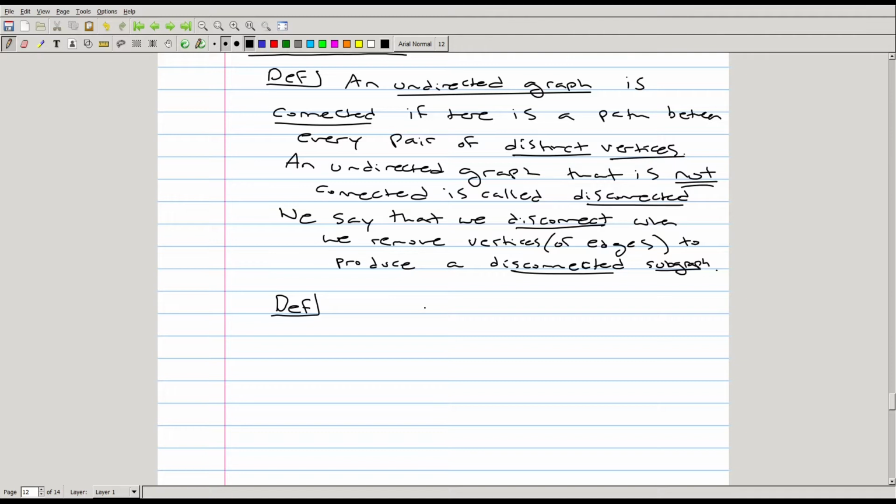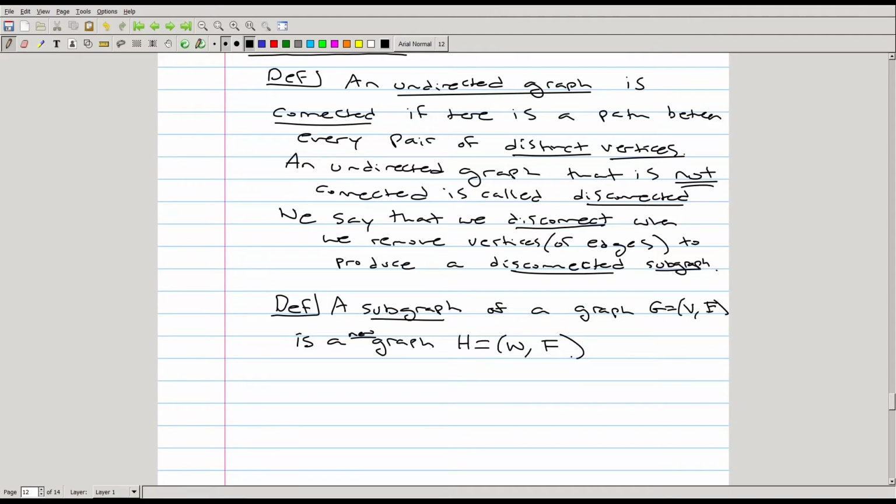So we say that a subgraph of a graph G is a graph H with edge set F and vertex set W. So it's a different graph H, with a vertex set W and an edge set F, where W is in general a subset of the original vertex set. So the vertex set of this new graph is a subset of the original vertex set V, and F, the edge set of this new graph, is a subset of the original edge set E.